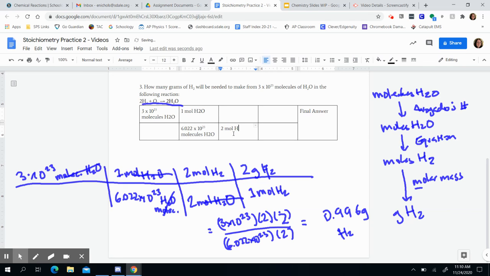2 moles of H2O come from 2 moles of H2. And I know that 1 mole of H2 is the same thing as 2 grams of H2. So that's going to give me my final answer of 0.996 grams of H2. So now you've seen the written version and the typed up version, so you know how to convert between the two.